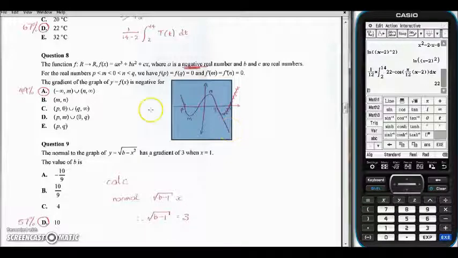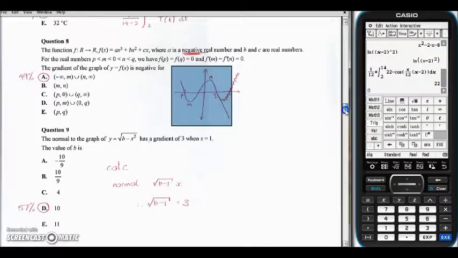Okay, so then if we want to know, well, when's the gradient of this graph negative? Well, the gradient's negative from negative infinity to m, and then from n to positive infinity. So the answer was A. Okay, so again, if you break it down bit by bit and draw up a diagram, it's actually not too difficult.